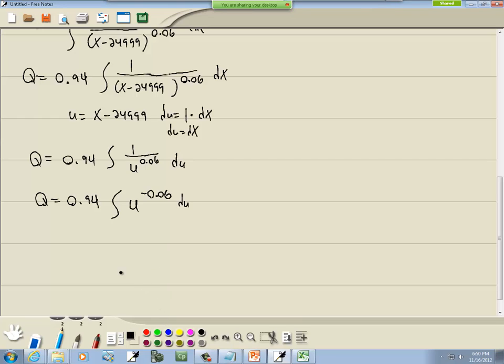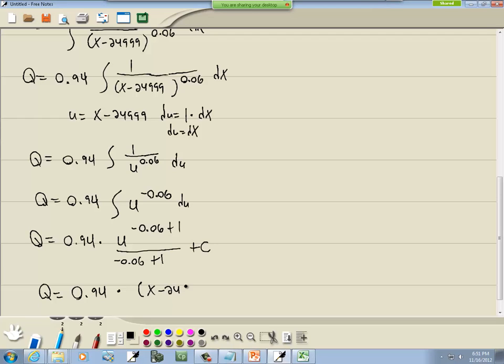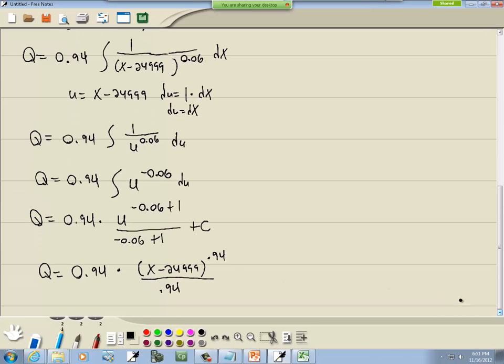Well, now we're going to add 1 to our power and divide by our new power. So this will be interesting. Negative 0.06 plus 1, over negative 0.06 plus 1, which is 0.94. So q is equal to 0.94 times u, which was this, so we're going to plug that back in: x minus 24,999 to the 0.94, divided by 0.94. Oh, that works out really nice. Notice how the 0.94's cancel. Still need our plus C here.